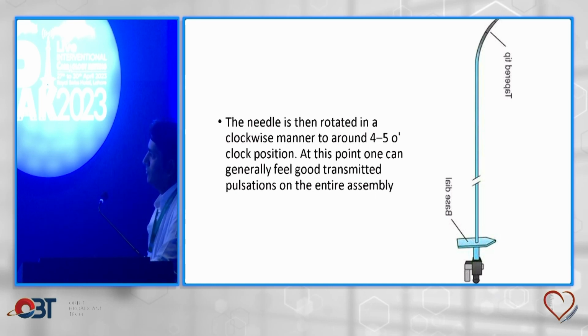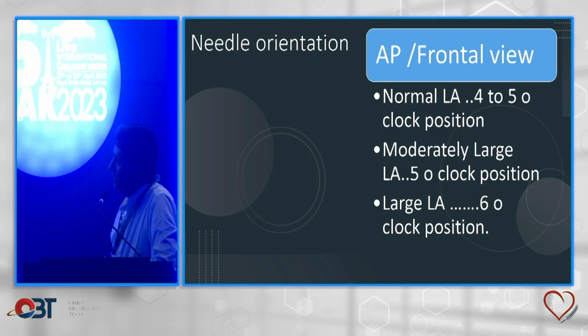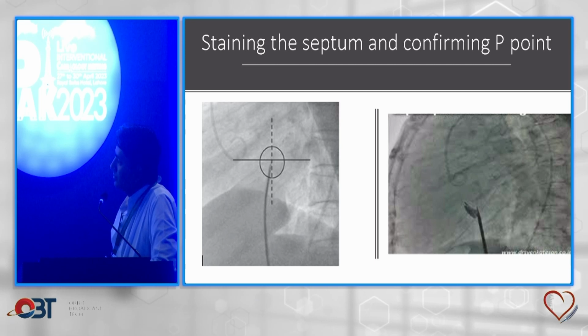A brief description of this puncture needle. The hub we have, actually the needle, we have to rotate from 3 to 4 o'clock while we are moving down to identify the puncture point. As I've explained, for needle orientation, in normal size LA or slightly dilated, 4 to 5 o'clock position is good. Moderately large, 5 o'clock position, and extreme large, 6 o'clock position will be good for the puncture.